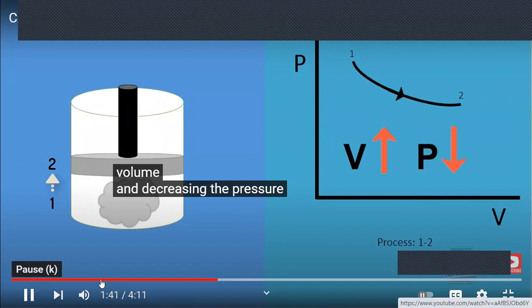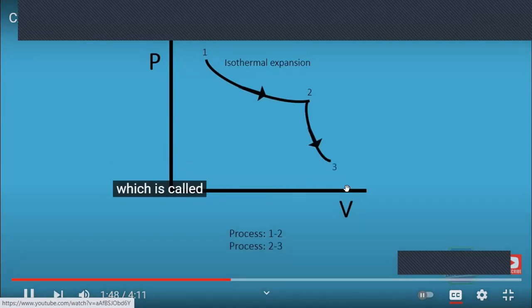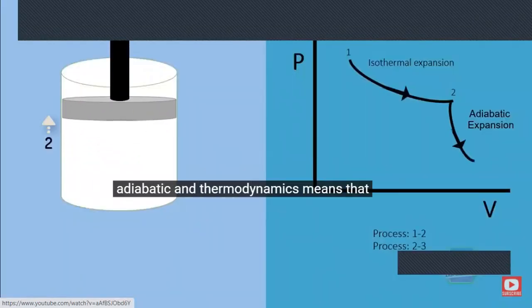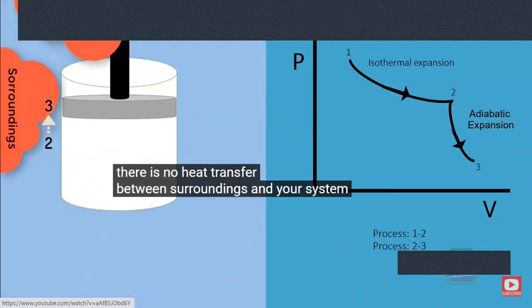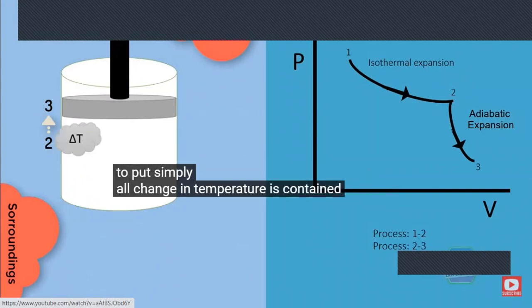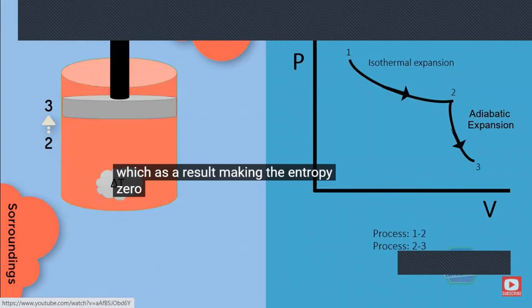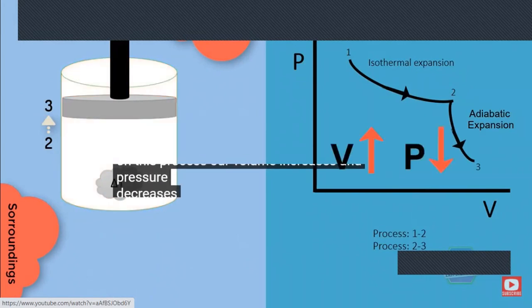Now next, process 2 to 3, which is called an adiabatic expansion. Adiabatic in thermodynamics means that there is no heat transfer between the surroundings and your system, or to put it simply, all change in temperature is contained within the system, which results in the entropy being zero. In this process, our volume increases and pressure decreases.